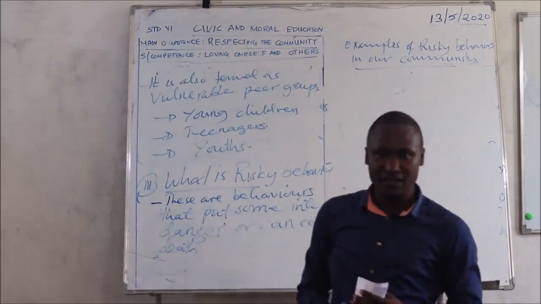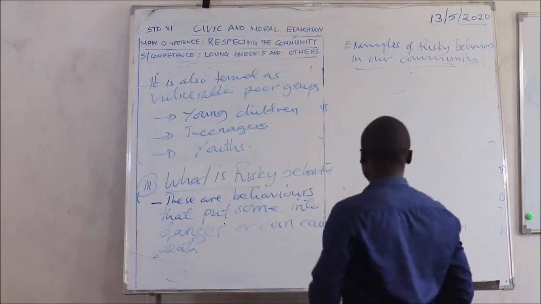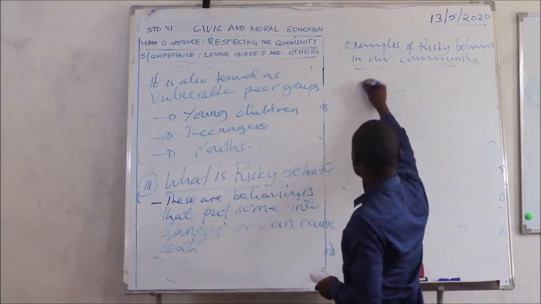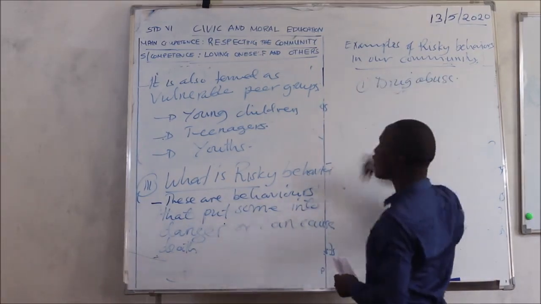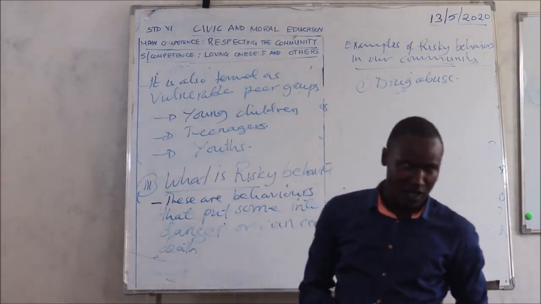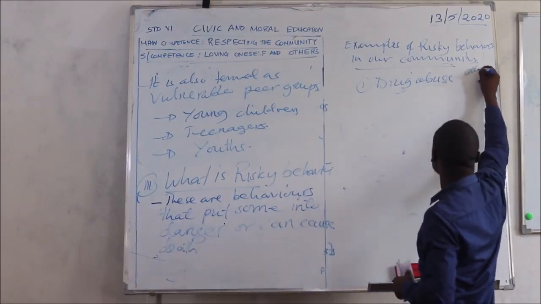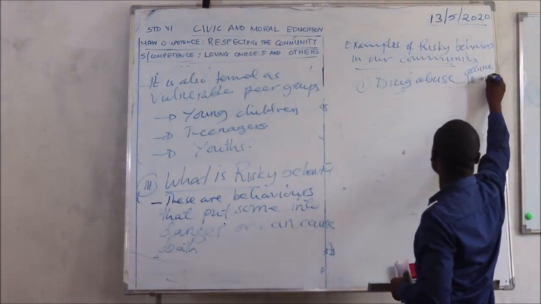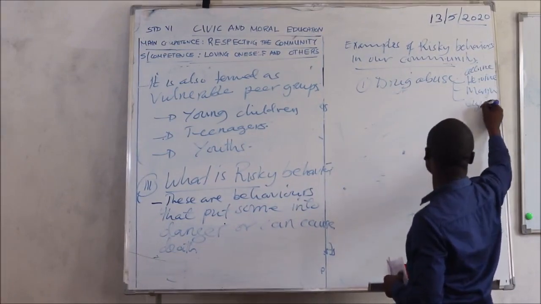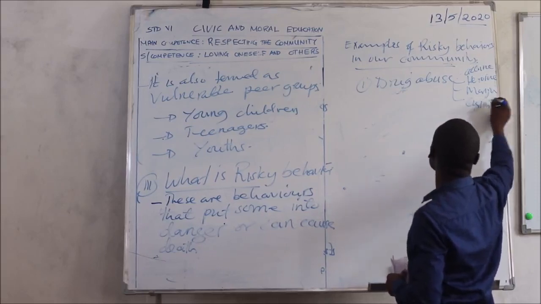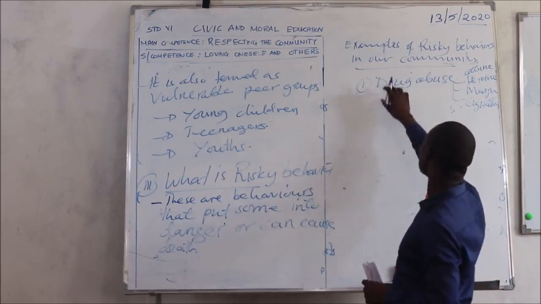Now, the following are examples of risky behaviors in our community or in our society. One, drug abuse. Drug abuse is one of the risky behaviors in our society. This involves the use of cocaine, heroin, marijuana, smoking cigarettes, and others. So all of these fall under this example, drug abuse.